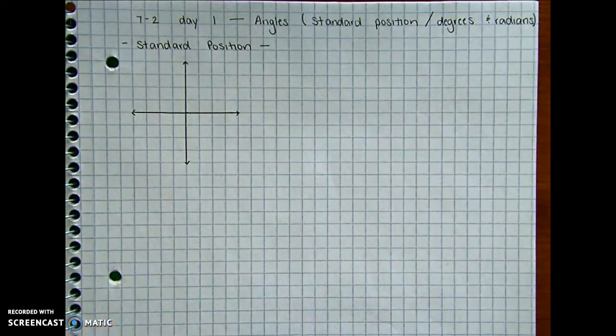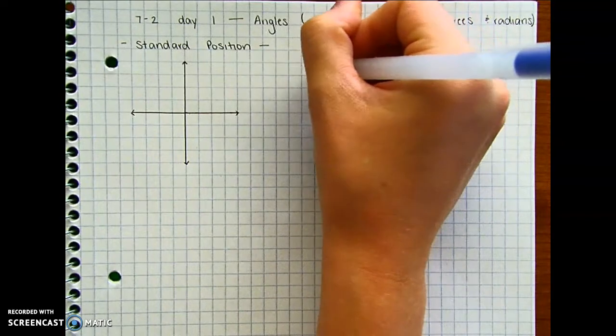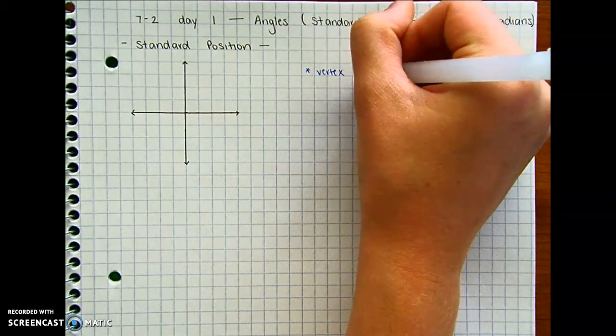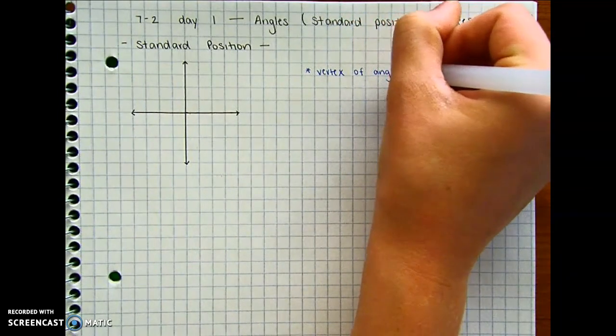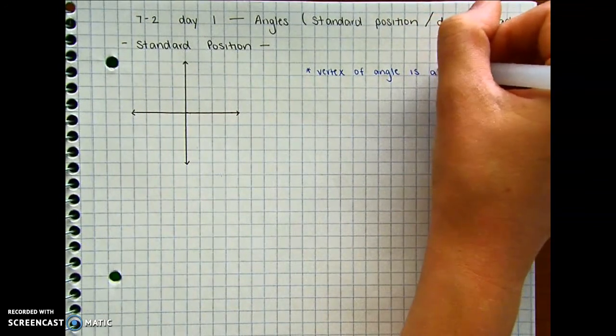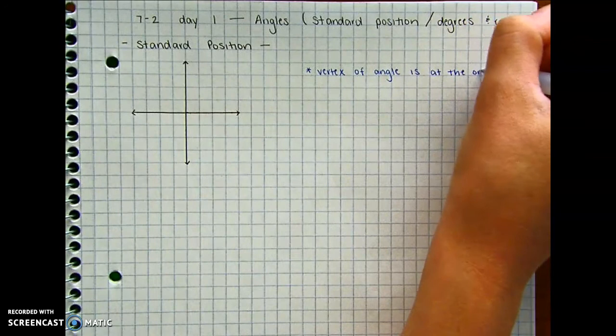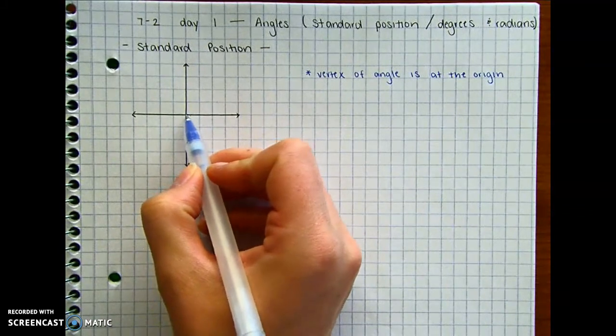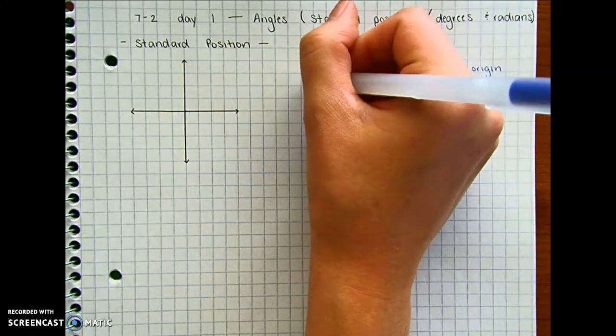Okay, so first of all, the vertex of your angle is at the origin. So let's write that down. So the vertex of your angle, so that's going to be right here. And that's where it's always going to be for standard position.